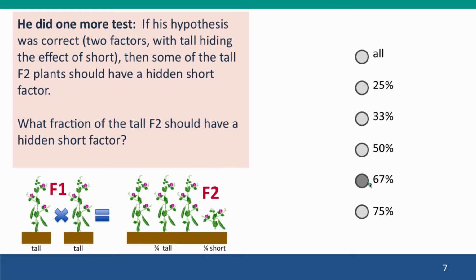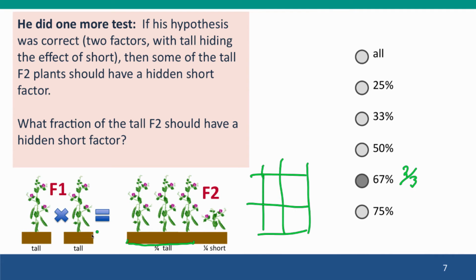And the answer is that 67%, or 2/3 of the tall plants, should have a short factor. And we can see why this is true if we draw yet another very simple mating square for the genotypes that produce these F2 plants.